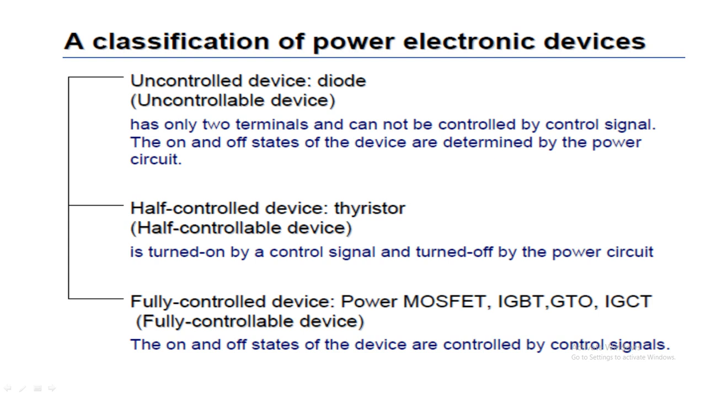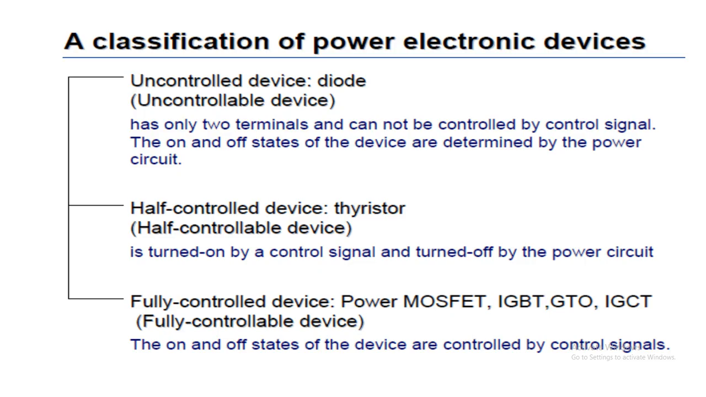So today we are continuing yesterday's class, that is, the power electronic devices introduction. Now we are going to see the different classifications of power electronic devices. First one, the uncontrolled device, a diode. An uncontrollable device has only two terminals, and the diode is used especially for rectification, that is, for converting AC to DC.